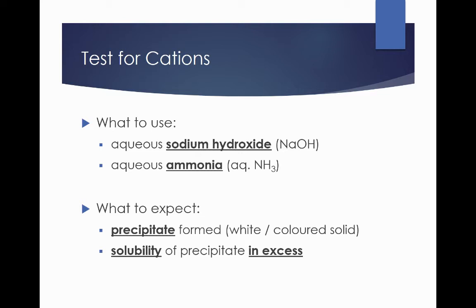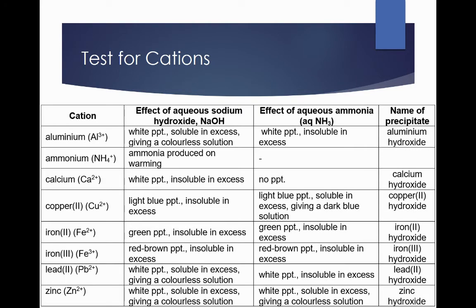Now, what is this precipitate all about? This precipitate is actually a metal hydroxide because when we have the cations in the solution, these cations will react with the hydroxide ions from NaOH or aqueous ammonia to form the metal hydroxides that we see as precipitates. And this is the whole table which gives you information about all the various cations that are available in our syllabus and the effect of the NaOH and aqueous ammonia.